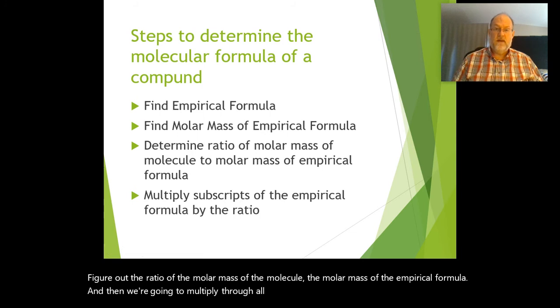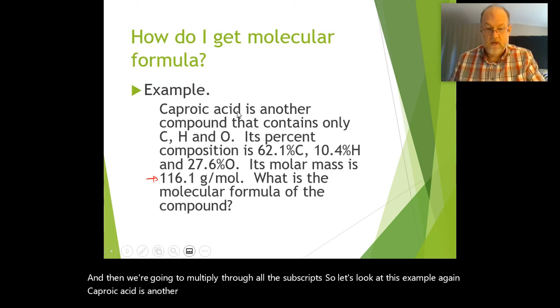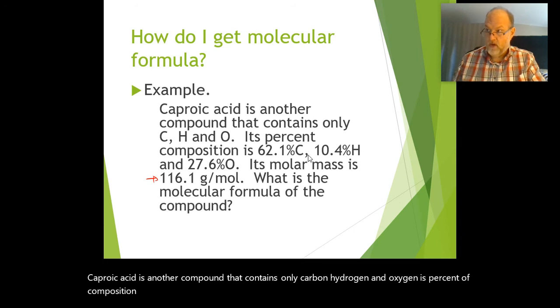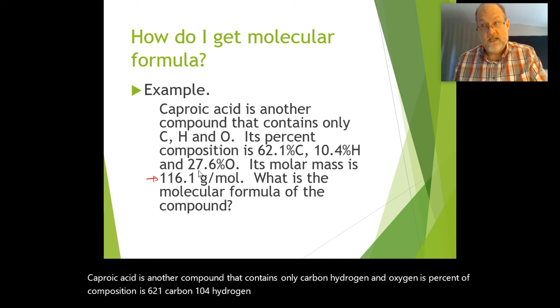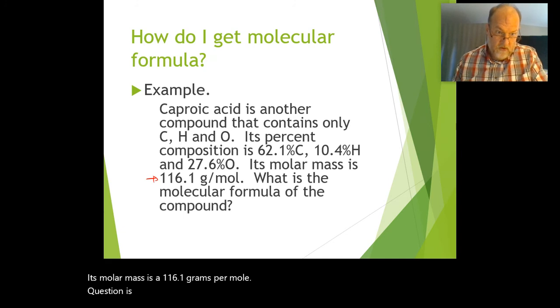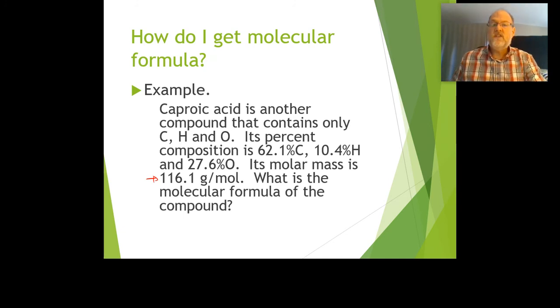So let's look at this example. Caproic acid is another compound that contains only carbon, hydrogen, and oxygen. Its percent composition is 62.1 carbon, 10.4 hydrogen, and 27.6 oxygen. Its molar mass is 116.1 grams per mole. The question is, what's the molecular formula? Well, the first step is to figure out what the empirical formula is. So let's try this one.